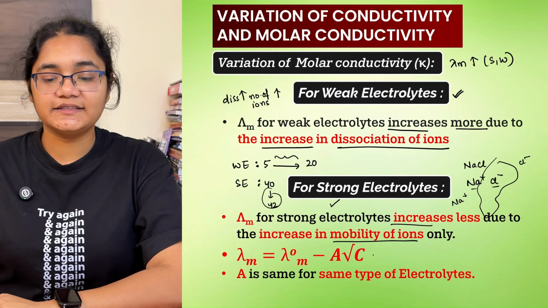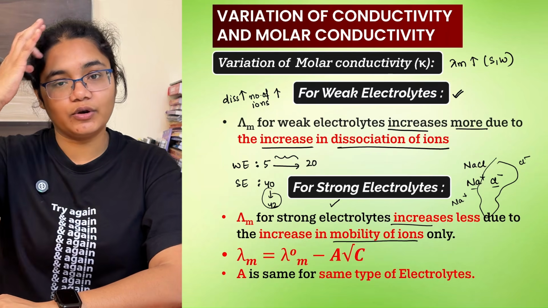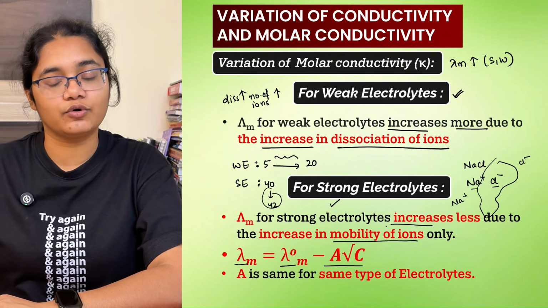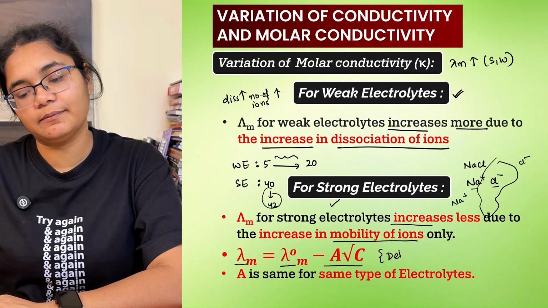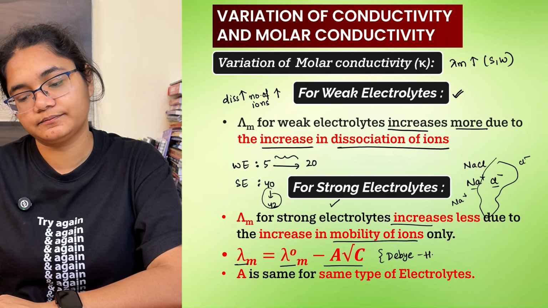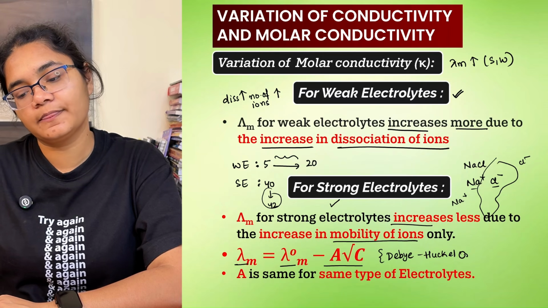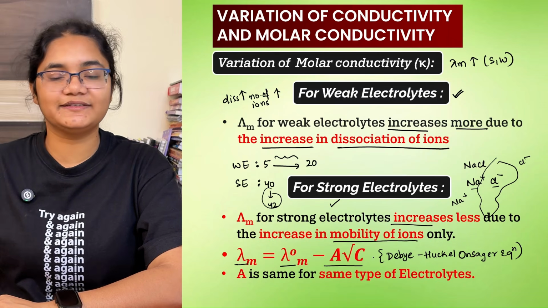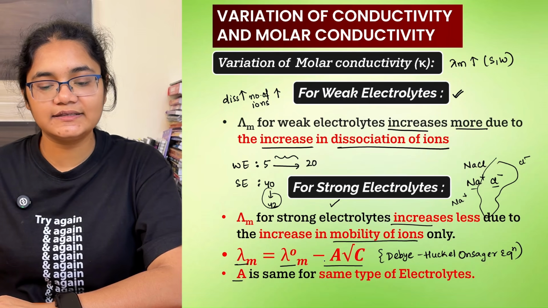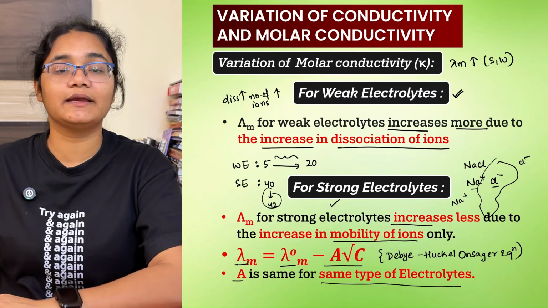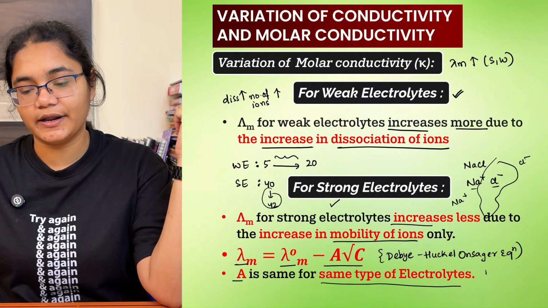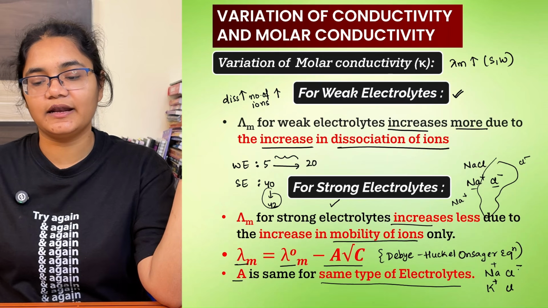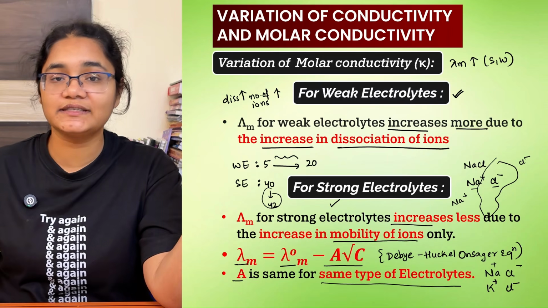Now there is an equation which gives the relation between molar conductivity and concentration, that is lambda m = lambda naught m - A root over c. This equation is called the Debye-Huckel-Onsager equation. Based on this we will draw a graph also. Now A is the same for the same type of electrolyte. Same type of electrolyte means, suppose I have two electrolytes, NaCl and KCl. If the cation charges are the same and the anion charges are the same, then it is called the same type of electrolyte.